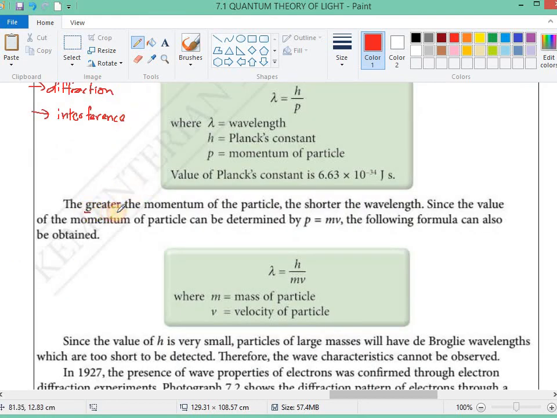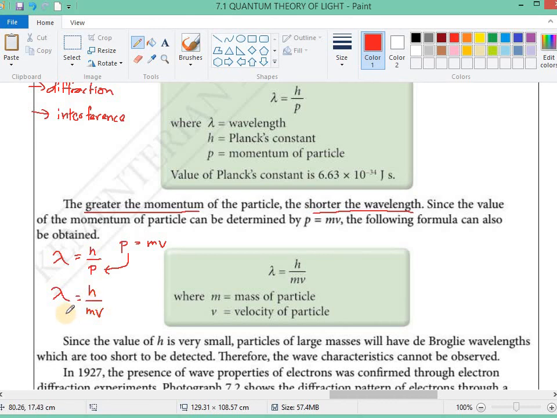Okay. The greater the momentum of the particle, the shorter the wavelength. Since the value of momentum of the particle can be determined by P equals mv, where P is momentum, m is the mass of the particle, v is the velocity of the particle, the following formula can also be obtained. So lambda equals h over mv. This h over mv is just from this equation, lambda equals h over p, and momentum equals mv, so just substitute inside.